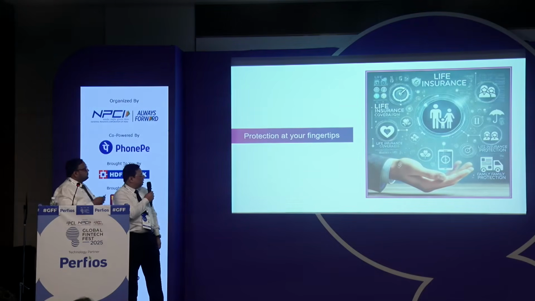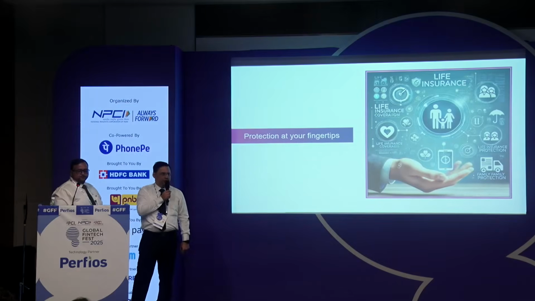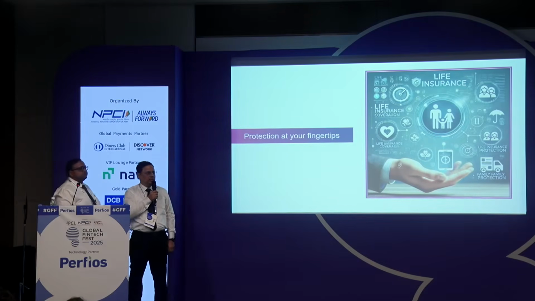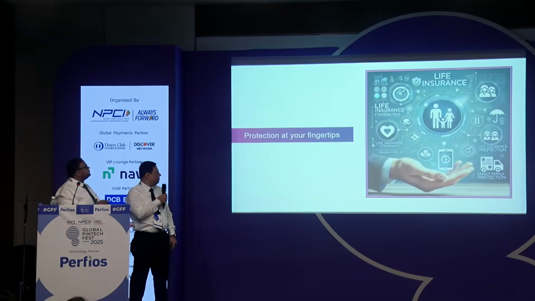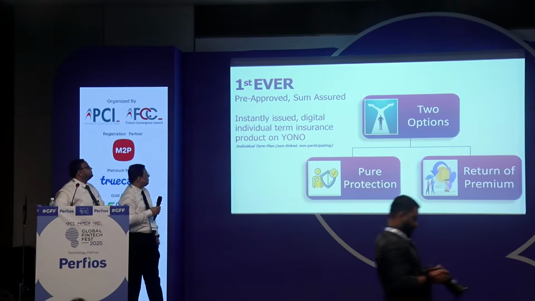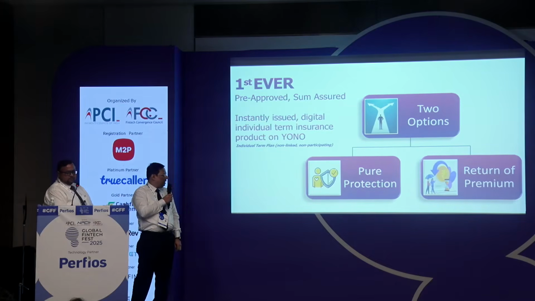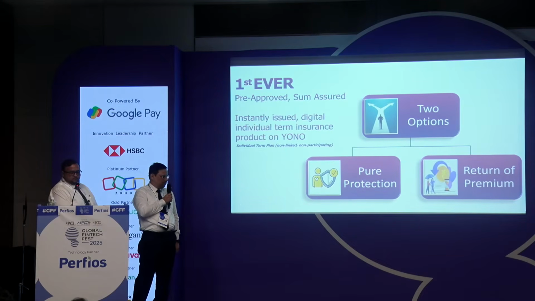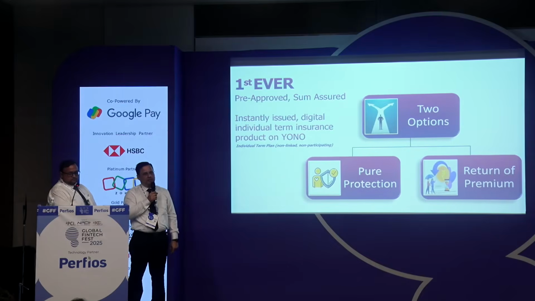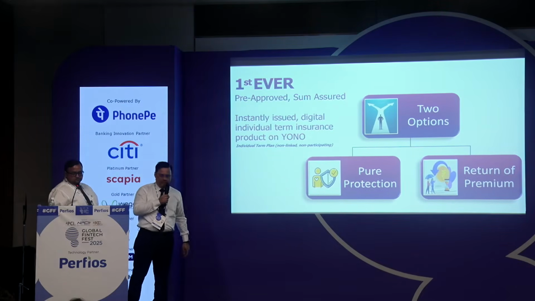eShield Insta is one such product which is offered to our SBI customers exclusively through the SBI YONO app. It has two options. One is pure protection and another is return of premium option. It means you can get your premiums paid returned after a stipulated time.